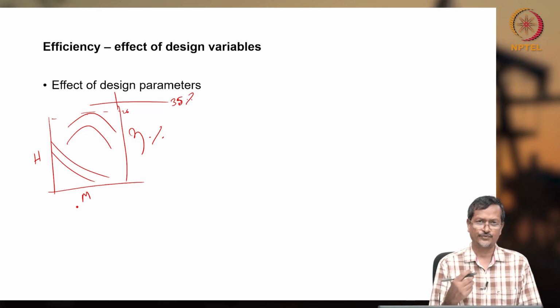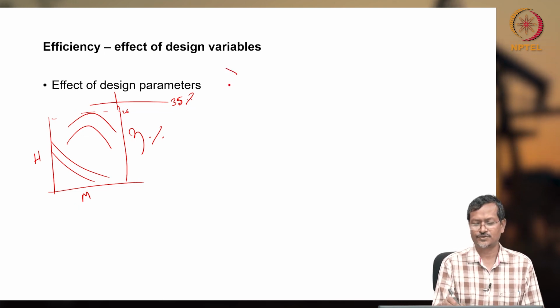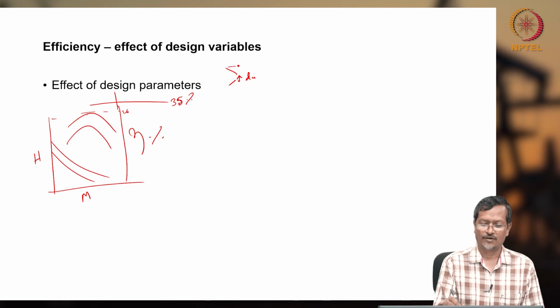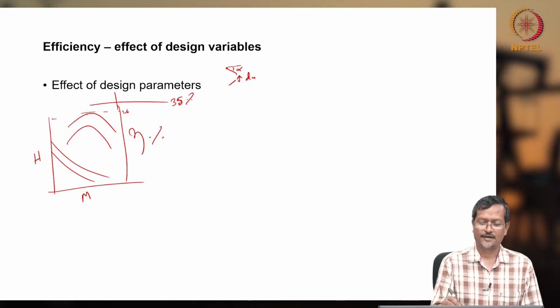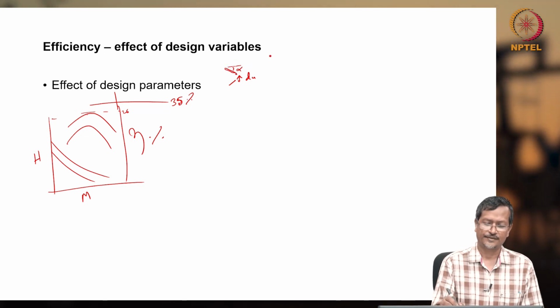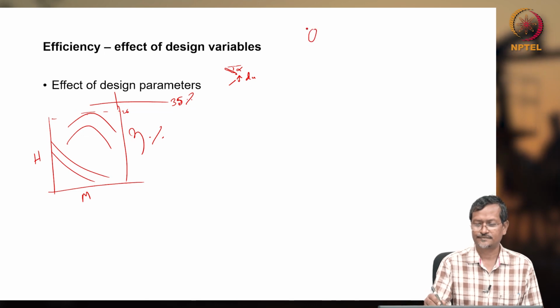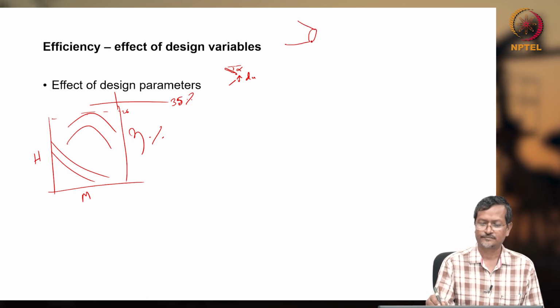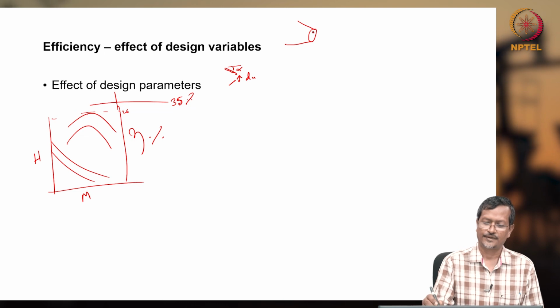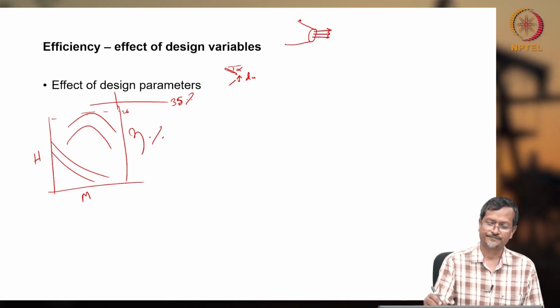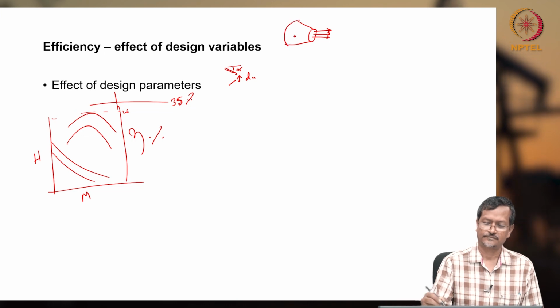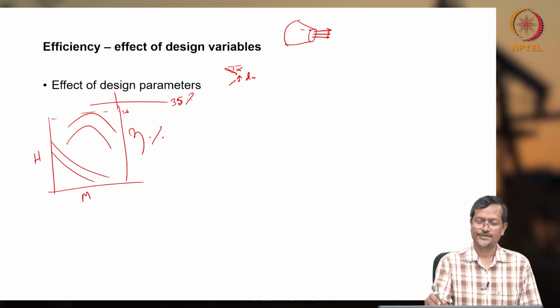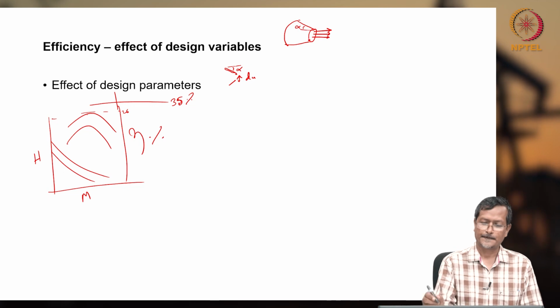What are the design parameters which affect the design variable? For example, this nozzle angle, what will be the nozzle size, dn, or maybe this angle will be affecting. So the nozzle will be looking like this. The nozzle hole is there, fluid will be exiting, so this angle will matter.